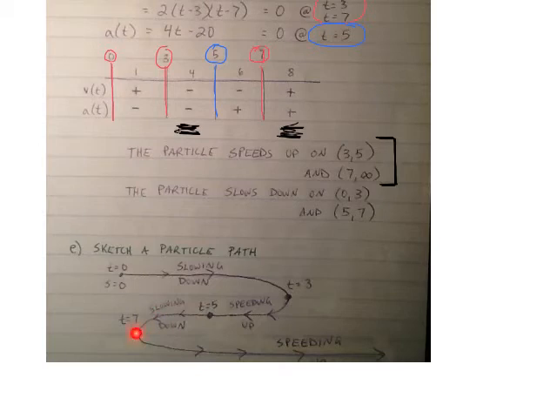Then at time 7, we come to a stop and change directions, and we start moving to the right again. Our velocity is positive, and our acceleration is positive, so we're speeding up. The word up got cut off right there, but up.